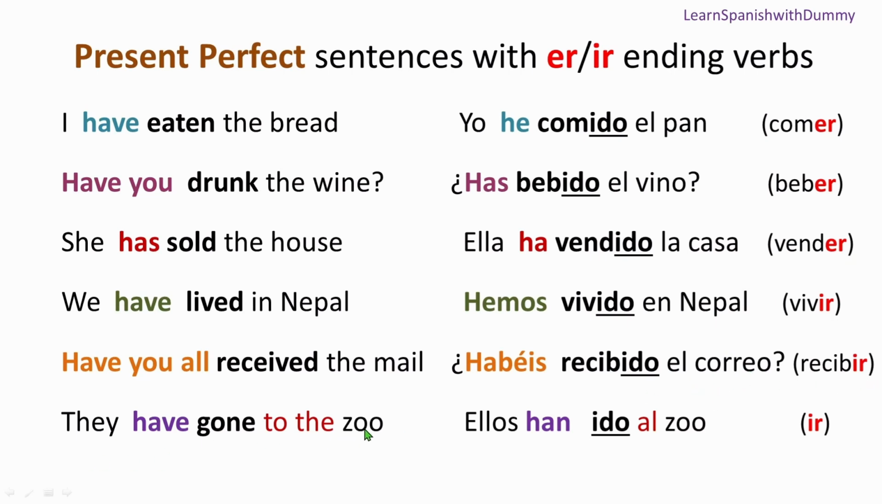They have gone to the zoo. So you say ellos han ido al zoo. Ellos han ido al zoo. Here han is they have, and ido is gone. How do we make it? The verb ir is to go, right? So we just replace ir with ido, which makes it gone. So that is it, right? And here we used only er and ir ending verbs because they have the same rule, right?